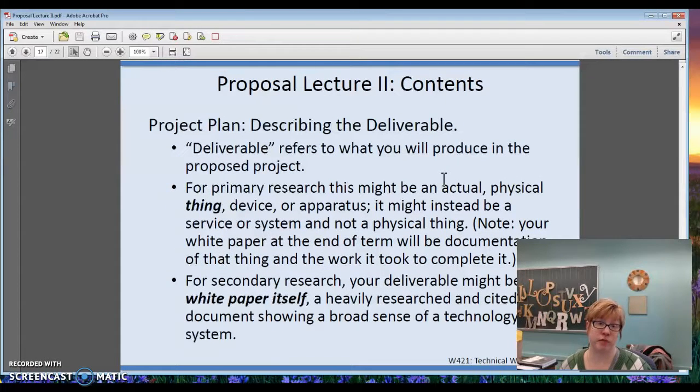Okay, so you need to describe the deliverable. The deliverable is going to be what you produce. Okay, for primary research, this is likely going to be a thing, a widget, a process, a service, a way for two computers to talk to one another. You get the idea. Okay, there's thinginess to it. If you're doing secondary research, the thing you are producing is just the white paper, but it's going to be a much bigger white paper or a different kind of white paper, because you're taking what other people have said, right, secondary research, on a technical topic and making a very elaborate research paper that you submit in lieu of creating a thing.